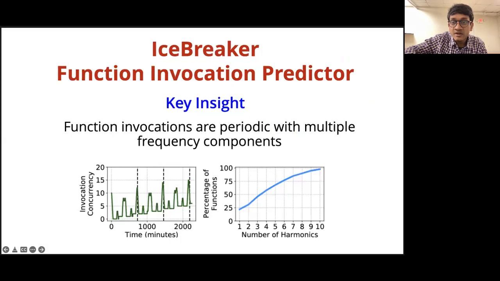Now, from these, we develop the key insight to the design of a function invocation predictor. If we plot the invocation concurrency of a function, we can see that the invocation concurrencies are quite periodic in nature. And more importantly, the invocation concurrencies have multiple periodic components, which are also called harmonics. So the invocation concurrencies of serverless functions have multiple harmonics.